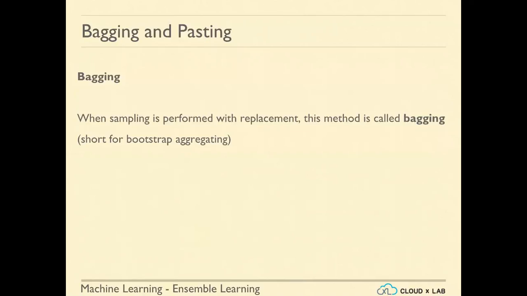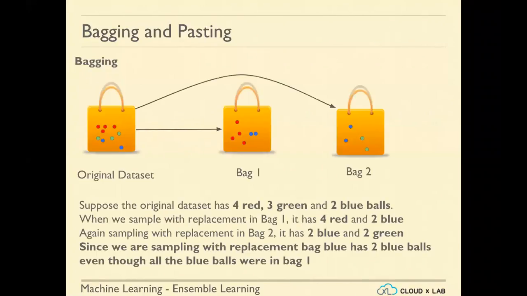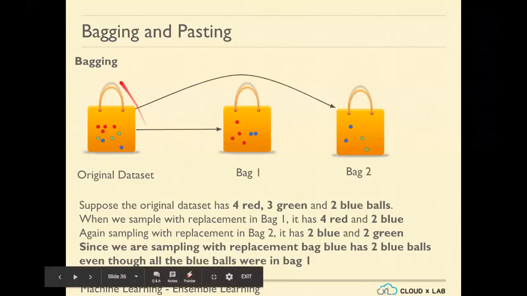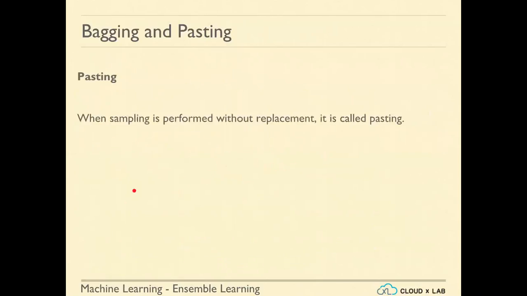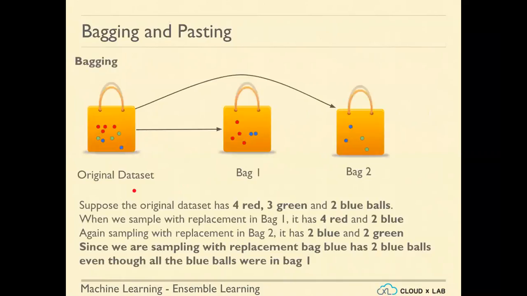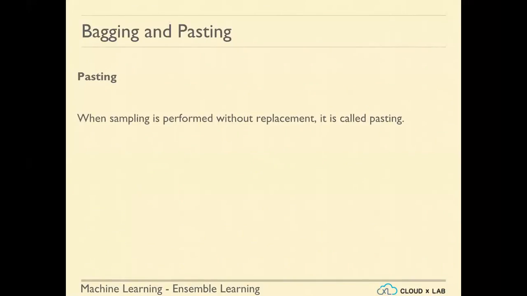Before taking the next sample, you put the previous sample back. That is bagging, which means there will be common things amongst different samples. Let's say this is your original data set and it has say two blue. So bag one and bag two might have two blues. So this is called bagging. All right, now I hope this is clear to everyone. What is bagging?